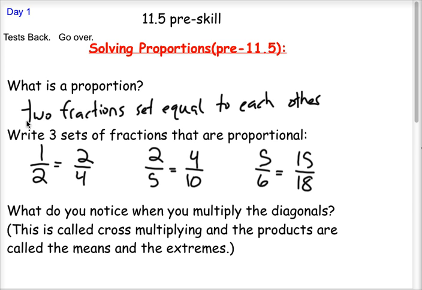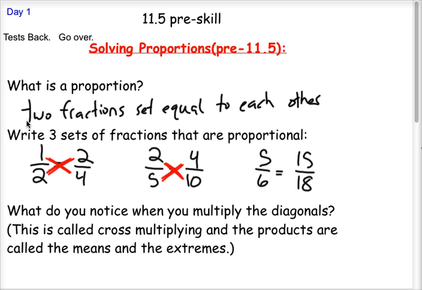Now, the next little snippet here, what's important about these is notice when you multiply the diagonals. So here, those multiply to 4, and those multiply to 4. These multiply to 20, and those multiply to 20. So notice, when you multiply the diagonals, they equal each other for these proportions, okay?